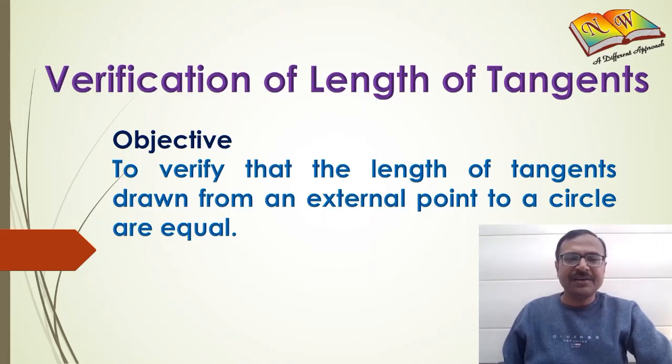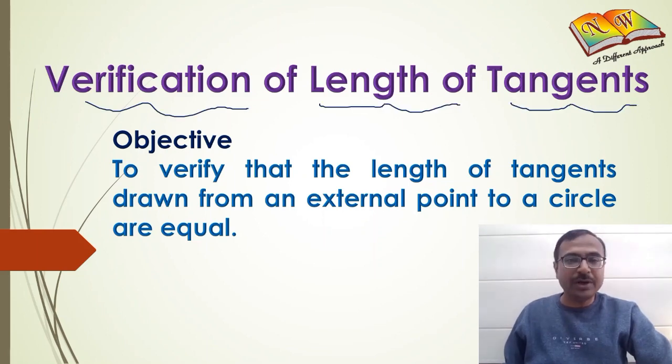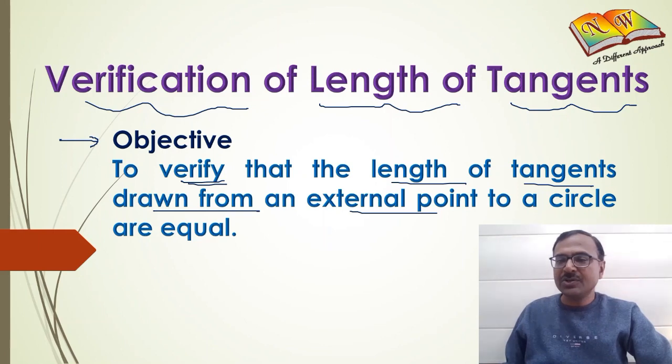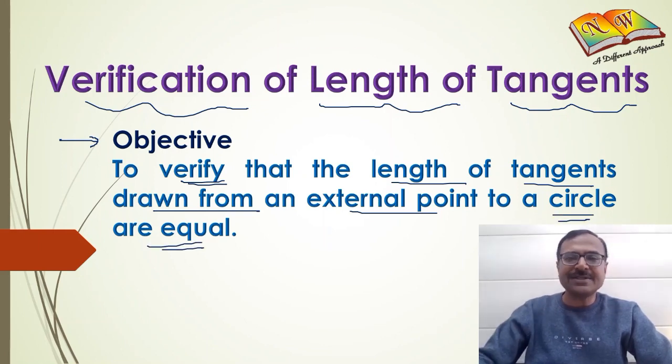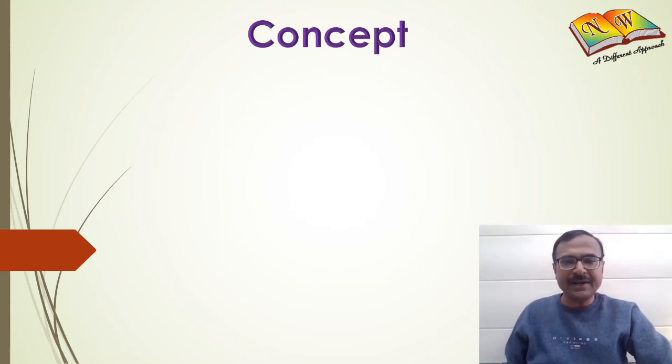In this activity, we will be verifying the length of tangents drawn to a circle from an external point. So the objective is stated as under: to verify that the length of tangents drawn from an external point to a circle are equal. So let's study the concept first so that we can understand what we have to do in the activity.